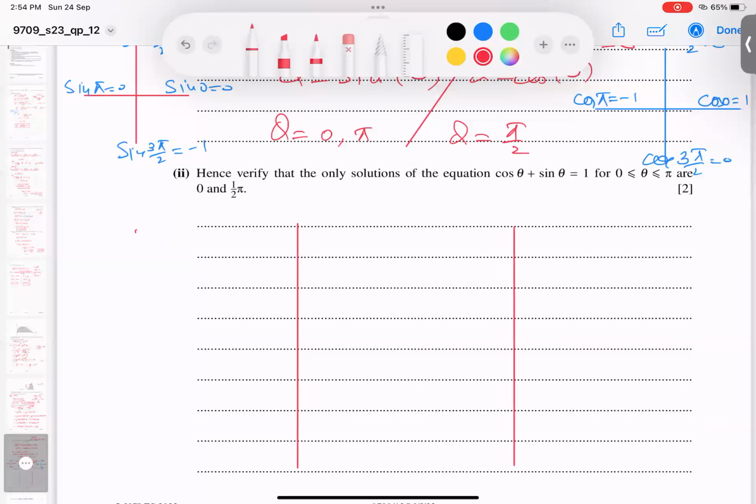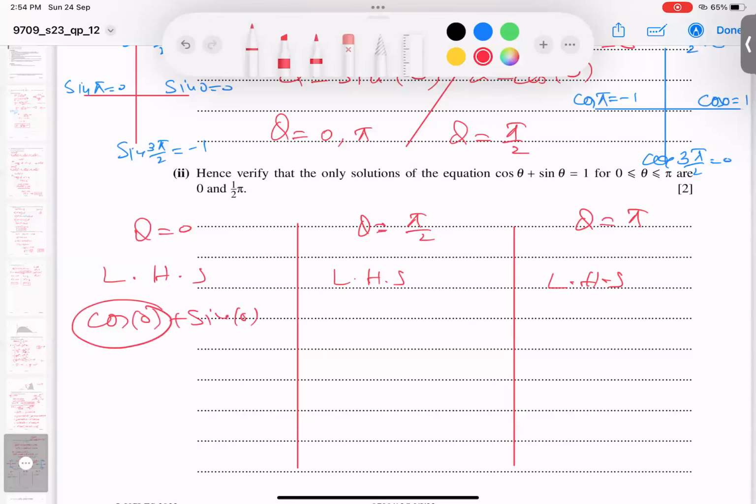So I'll check whether theta is equal to 0, theta is equal to pi by 2, theta is equal to pi. I will plug in all values one by one in this equation. So cos theta, I take left hand side and I have to prove 1. So left hand side: cos theta plus sine theta. Cos 0 plus sine 0.